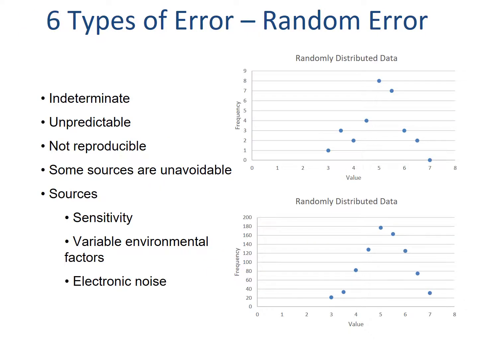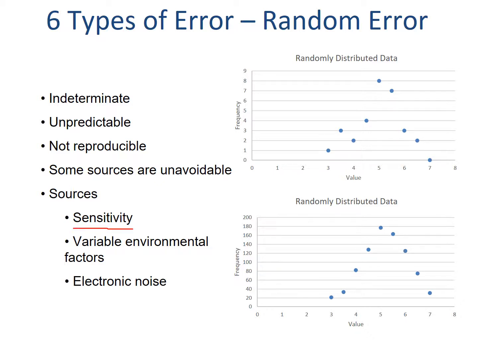In Chapter 6, we deal with random error instead of systematic error. Random error, unlike systematic error, is indeterminate. That means we don't really know what type of value it is. It could be up or down. It's not always in the same direction. It could be a different magnitude all the time, and we can't ever reproduce it. We're always going to have some random error in our measurements. That's just how measurements are. That means we're always going to have some uncertainty with our measurements. Some of the sources are things like sensitivity.